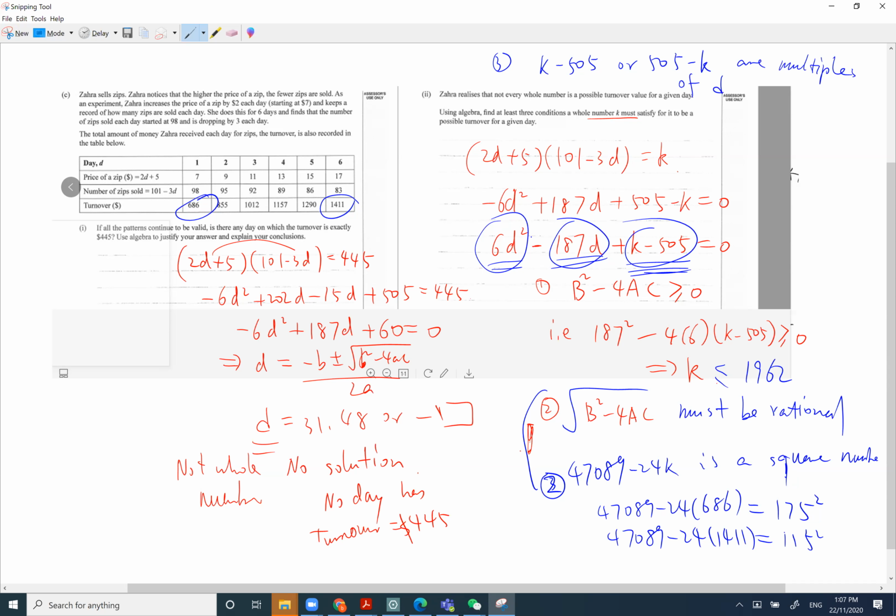You can check, for example, if K equals 1411. 1411 minus 505 is 906. Is this a multiple of 6? Yes, it is divisible by 6. Okay, that's how we solve this question. Of course, you can have other conditions.